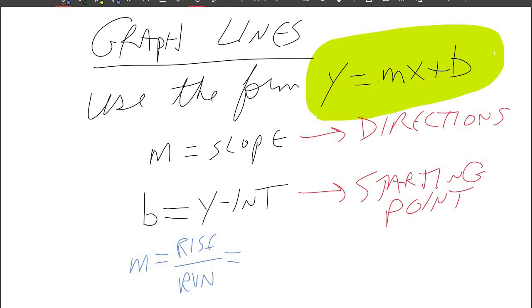So your directions based on the slope is either up or down, in the top, and to the right in the bottom. This is what I do. If the top is positive, I go up that many points, and then I go to the right. If the top is negative, I go down that many, and then I still go to the right. This just helps to keep everything standard.